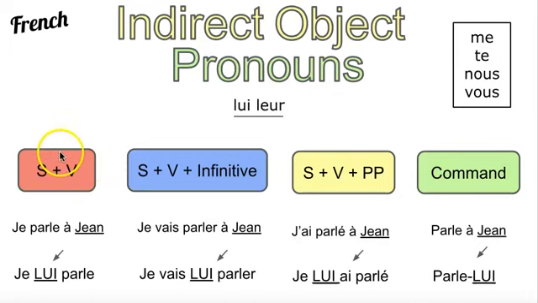go before the verb. For example, je parle à Jean, I talk to John. Je lui parle, I talk to him. Now in French it sounds like saying I, him, talk, but in English we say I talk to him.